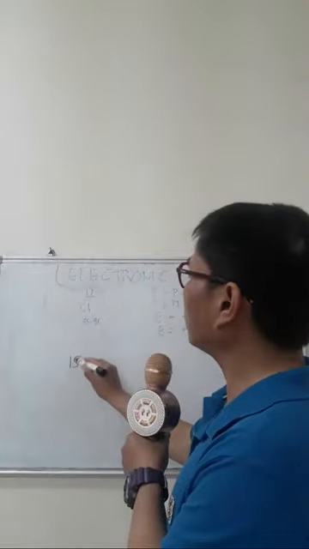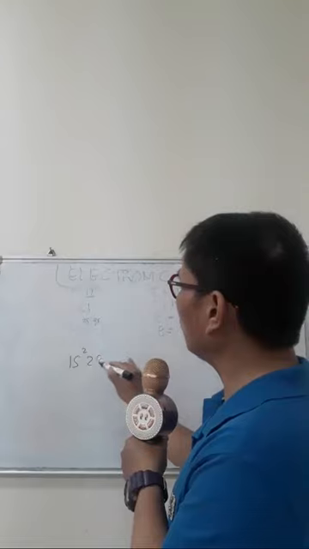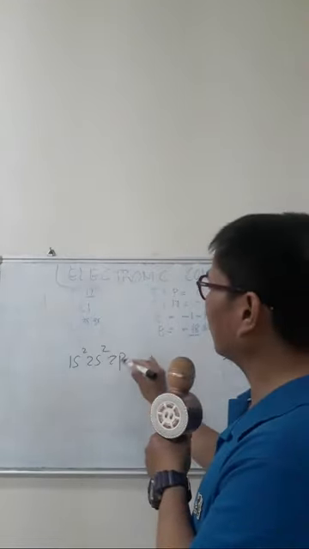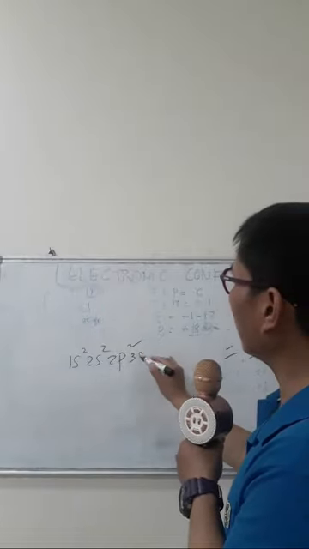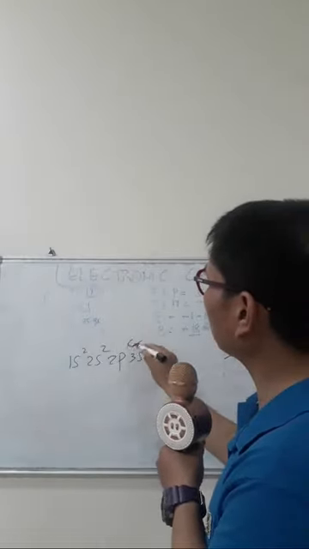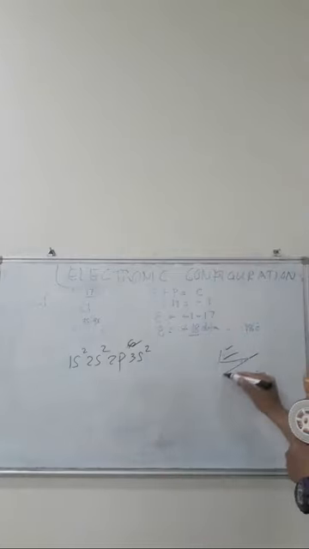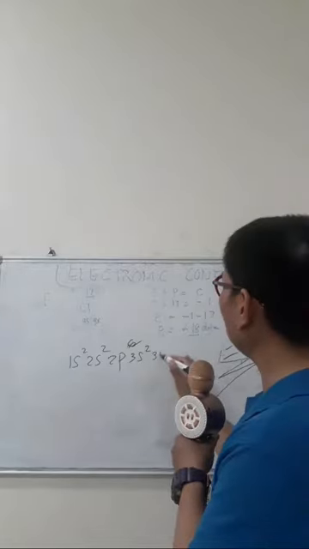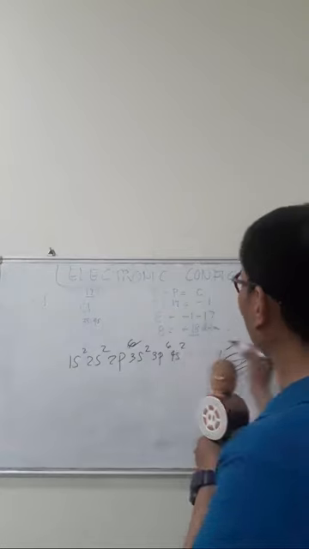1s2, okay, check. 2s2, check. 2p, check. Okay, 3s, check. No, 2p is 6. See, it's very easy to correct, right? 3s2. Like, turn, turn. Okay, turn, turn. Oh, 3p. 3p6. And 4s2. And we said 18.